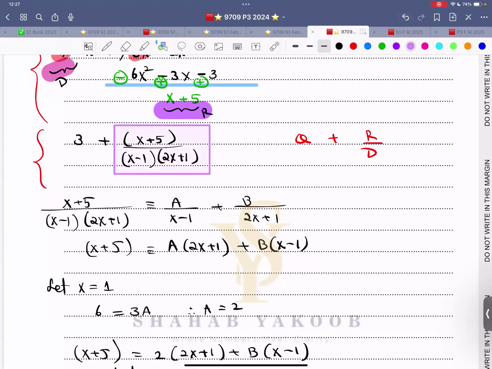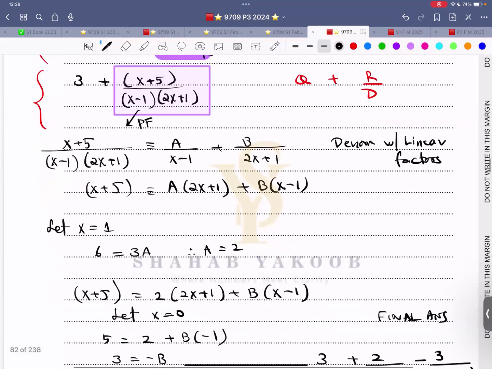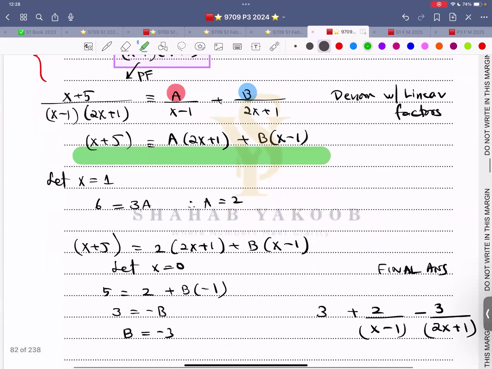And now you break this thing up. So now we have to do partial fraction of this thing. Which case is this? Denominator with linear factors. So now this is a constant over the first factor, another constant over the other factor. You take LCM, you equate, all this basic scenario is there. So you first find the value of A, that comes out to be 2.